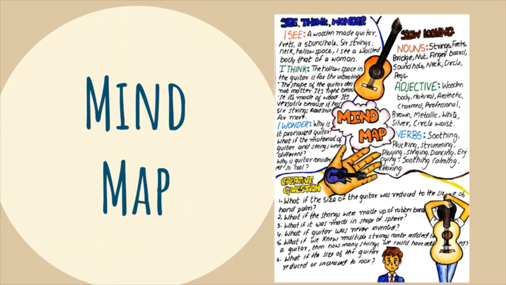This is a mind map. It contains what we saw, thought, and wondered about a guitar when we first looked at it. Also, some creative questions like what if the size of a guitar was reduced to the size of a palm? What if the strings were made of rubber bands? What if the size of guitar was reduced or increased by 100 times?